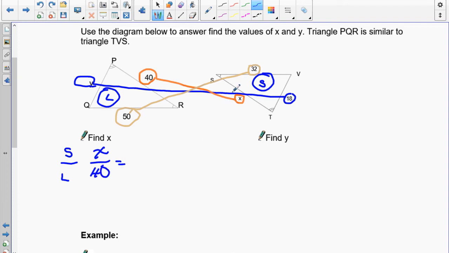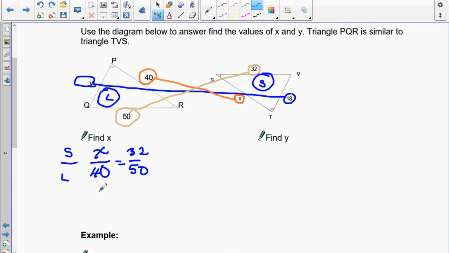And I set that equal to a number that matches up. Now we know that the only other matching numbers are 32 and 50. Since I'm doing small over large, I'm going to put the 32 over 50. So this is 32 over 50. Now that you have this, solving it is straightforward. So I want you to pause the recording, and I want you to actually solve this equation right here, this proportional problem.